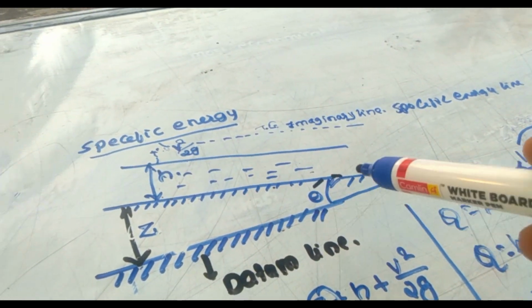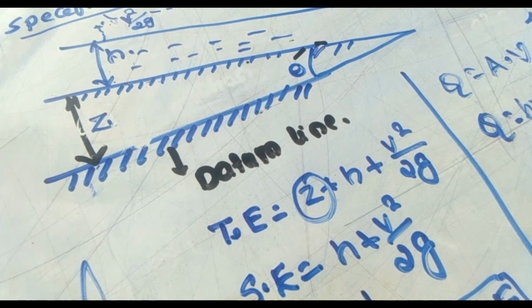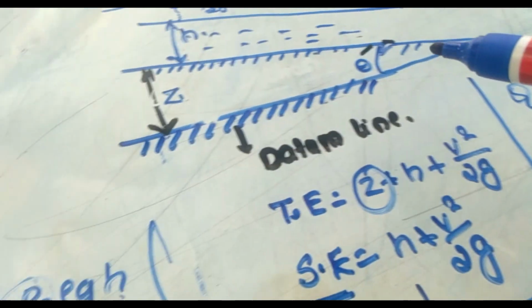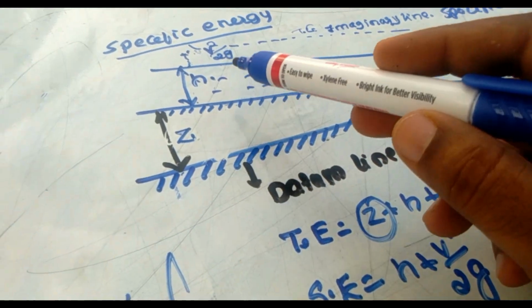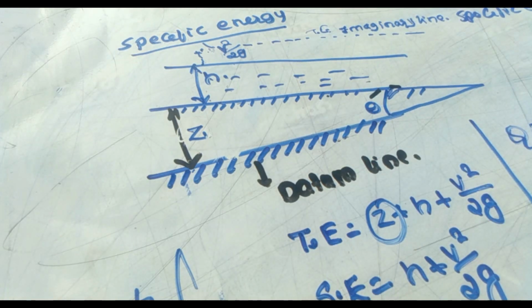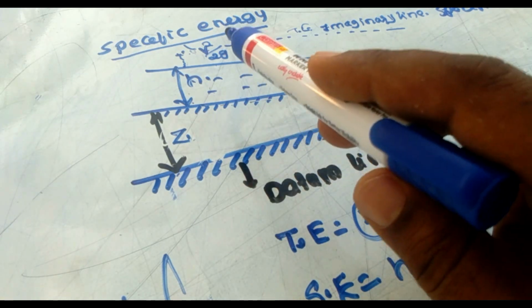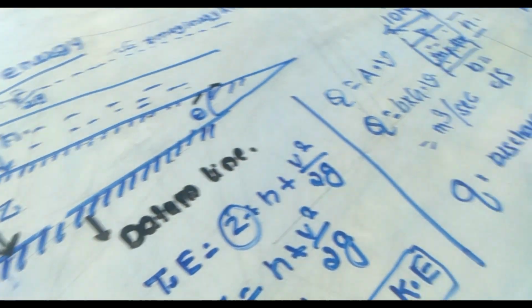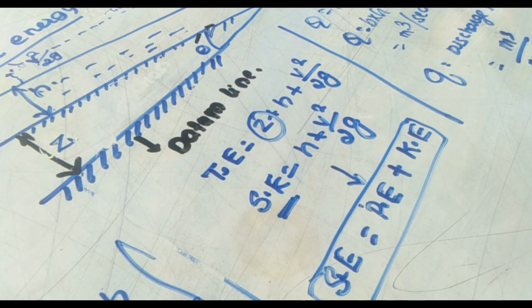Total energy is z plus h plus v square by 2g. Specific energy is equal to h plus v square by 2g, because we are considering the bottom of the tank as the datum line. So specific energy is potential energy plus kinetic energy. The energy created from the height is called potential energy, and the energy created from the velocity of water is called kinetic energy.